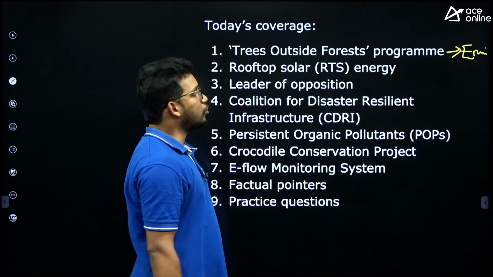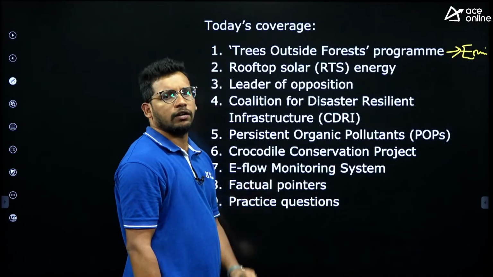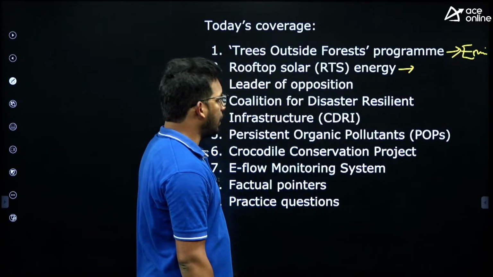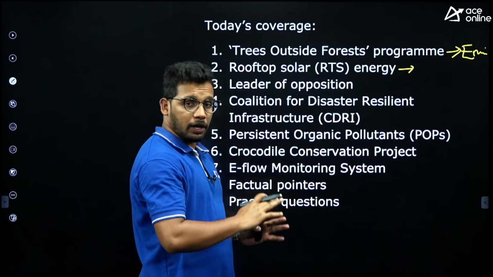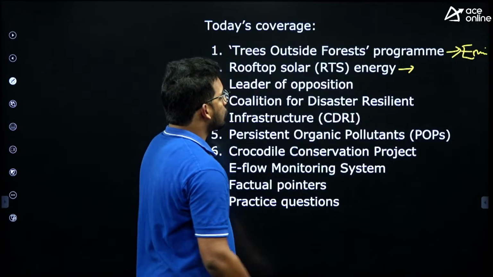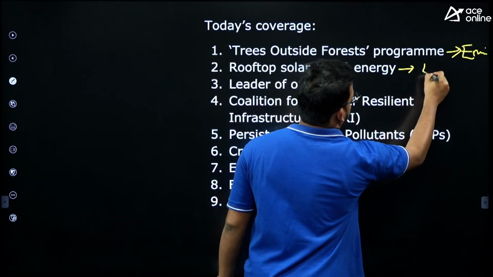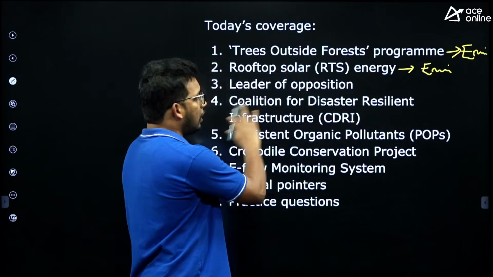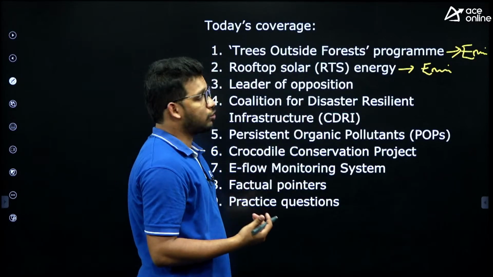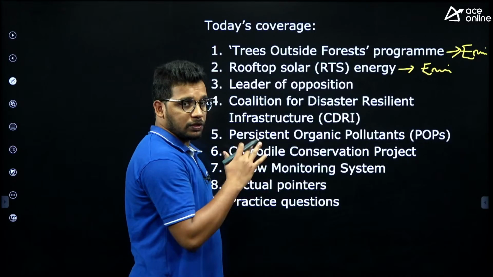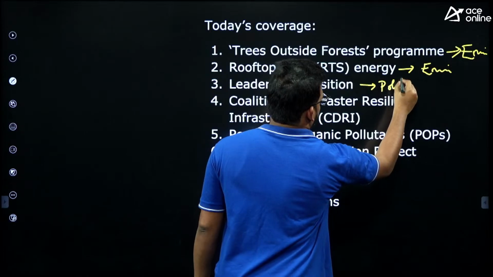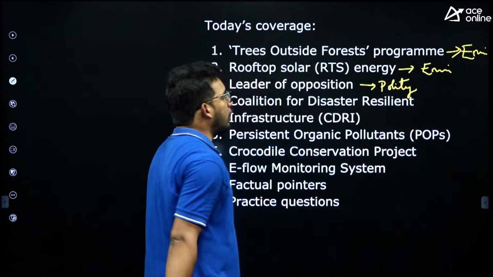Then rooftop solar energy, very important. We have an article with very good details given in the Indian Express page. So we'll see all the facts and you can expect a question from it, right? This is part of energy and you can take it as part of environment as well, renewable energy, right? Then leader of opposition status. So what is the criteria? All those things we will see. This is part of polity subject.